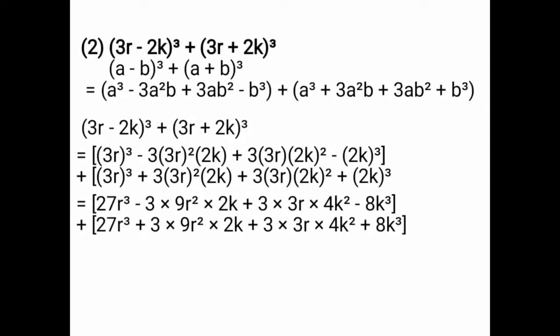In 3a square b, which is there here, 3r square will become 9r square. In 3ab square, which is there here, 2k square will become 4k square, that is 3 into 9r square into 2k plus 3 into 3r into 4k square.